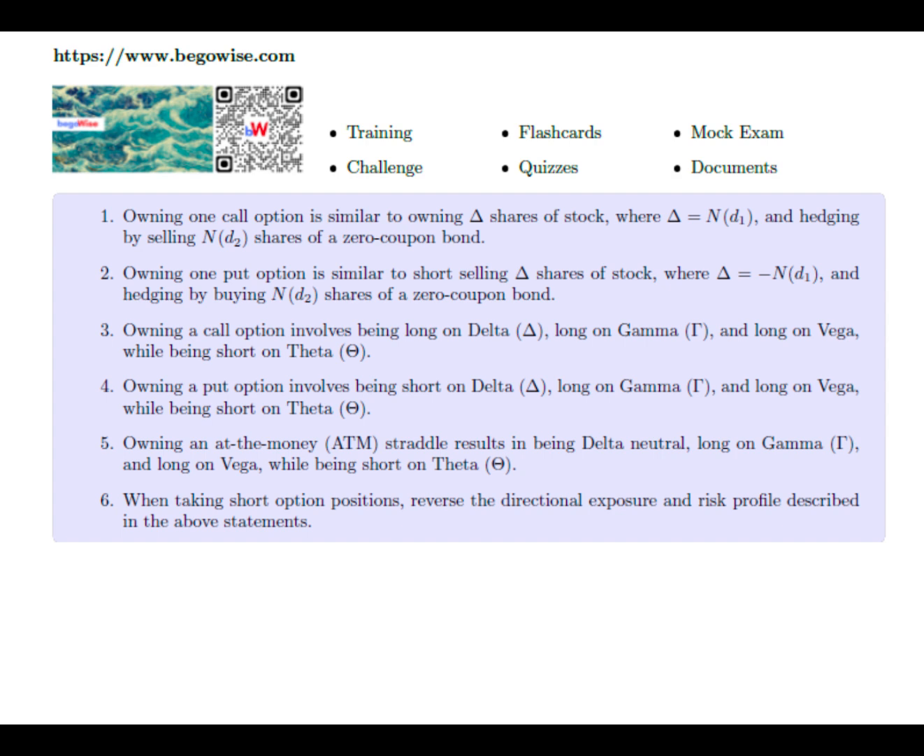5. Owning an at-the-money straddle. If you hold an at-the-money straddle, you're in a neutral position with delta, meaning you're not really affected by the stock price moving up or down. However, you still benefit from gamma. As the stock price changes, you benefit from the way delta adjusts. Vega: more volatility is beneficial. Theta: again, you're at a disadvantage as time passes because the value of your options decreases.